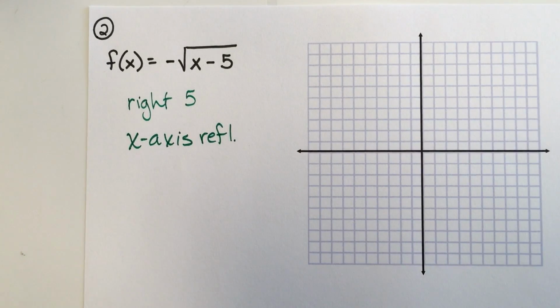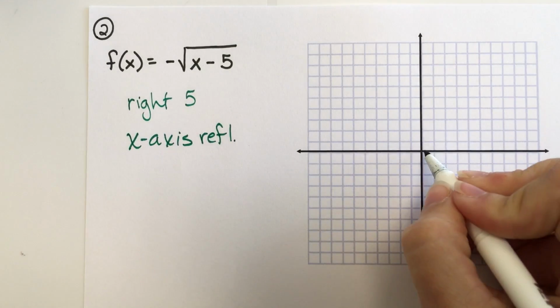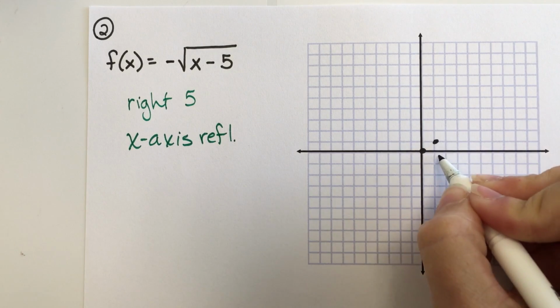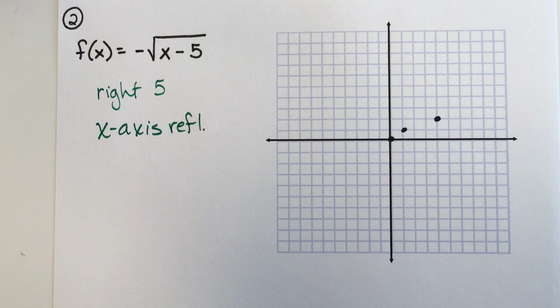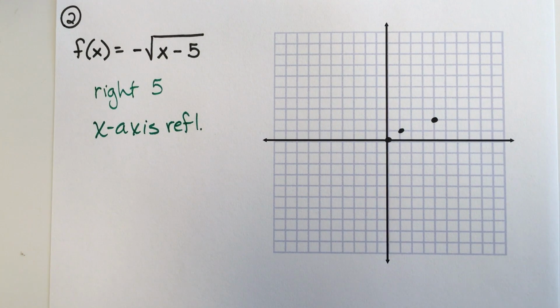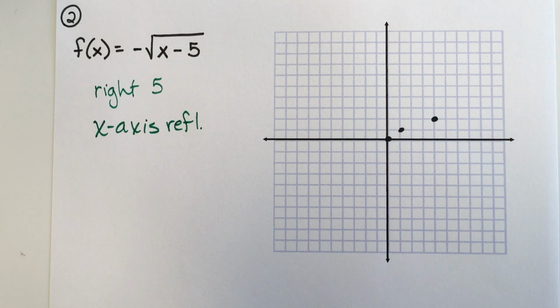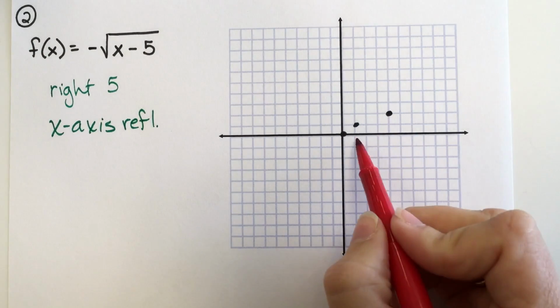Okay, so this is a square root again, so I'm going to start with the same 3 points that I started with just a few minutes ago. And then I'm going to perform each of these transformations. All right, so first of all, I need to go to the right 5.